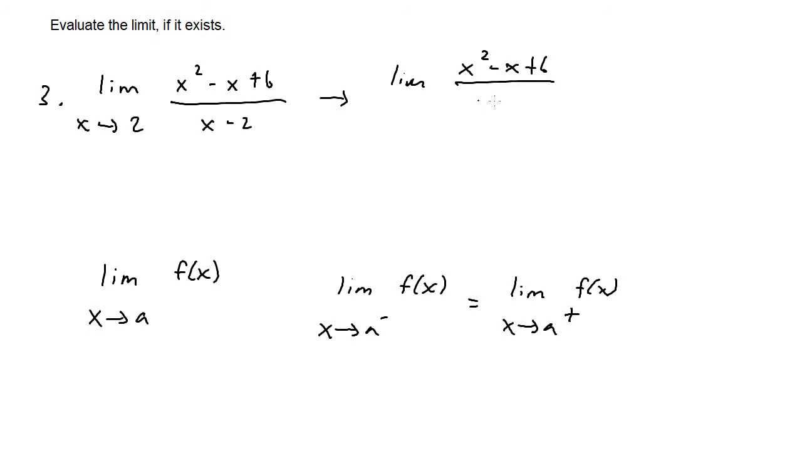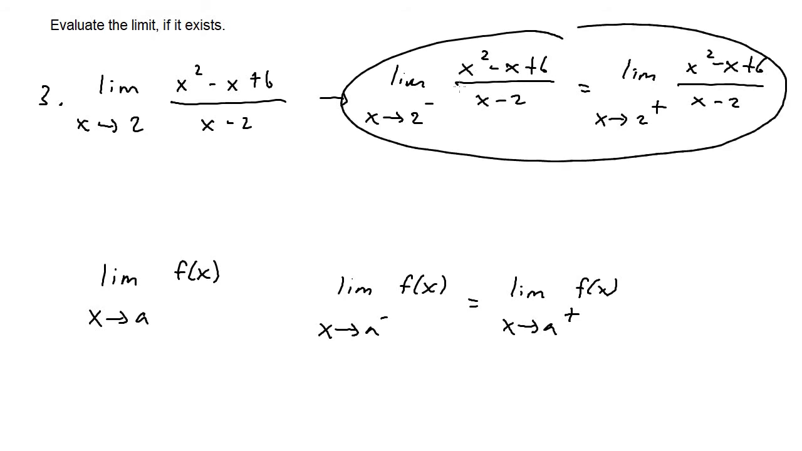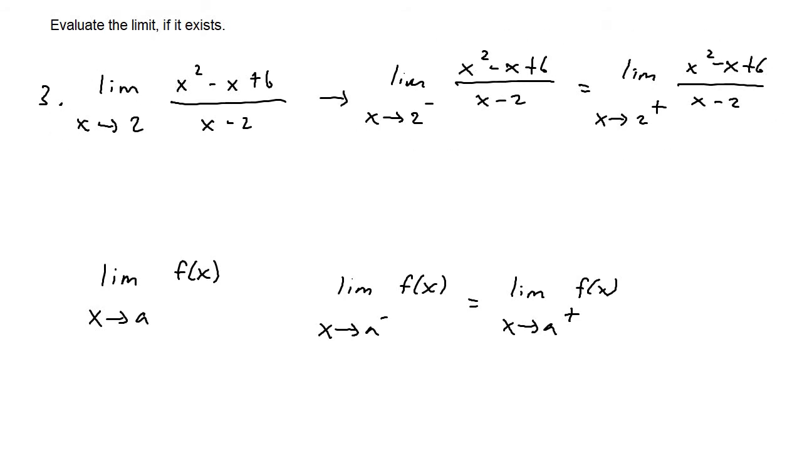So if we apply it to this limit here, let's see if the limit of x squared minus x plus 6 over x minus 2 as x approaches 2 from the left-hand side is equal to the limit of the same function, x squared minus x plus 6 over x minus 2, as x approaches 2 from the right-hand side. And if both of these are equal, we can assume that the actual limit does exist. But once again, if they are not equal, then the limit actually does not exist.